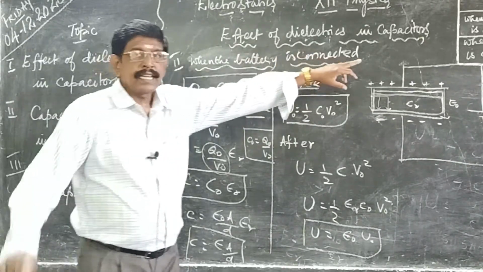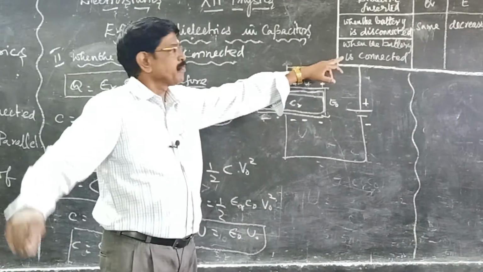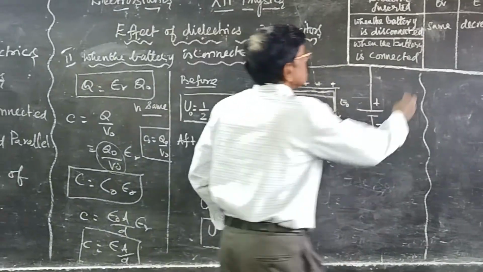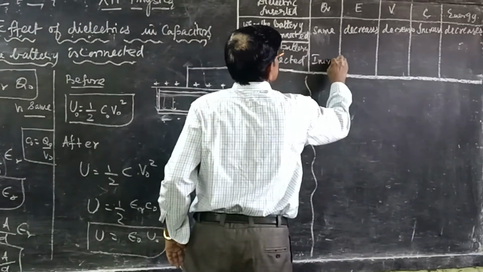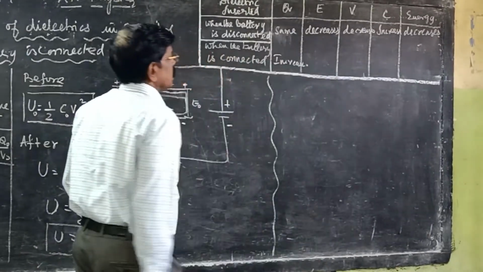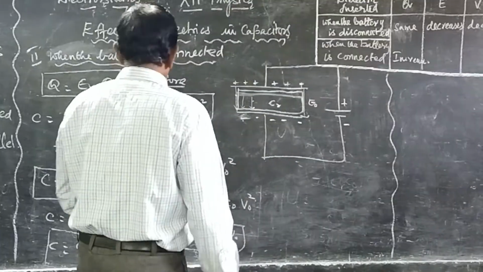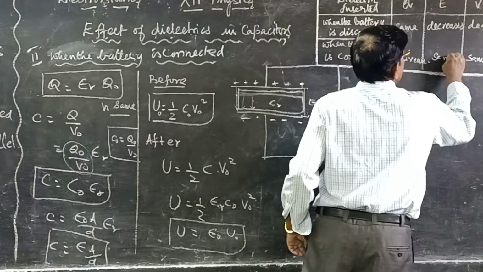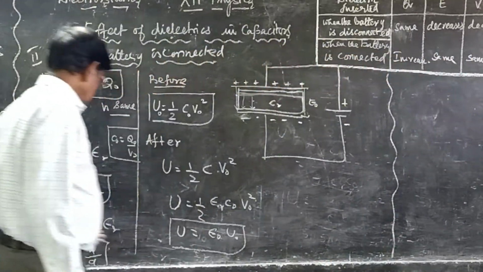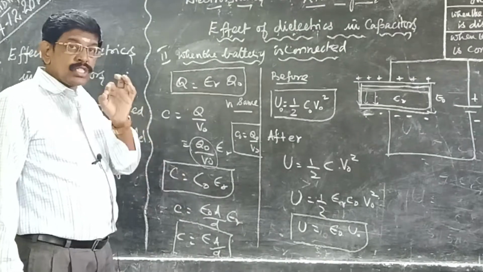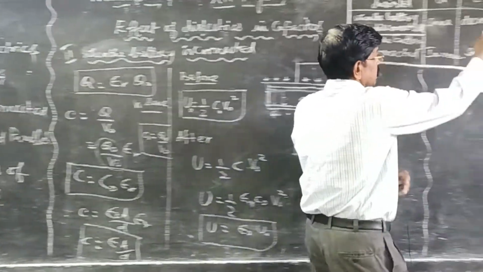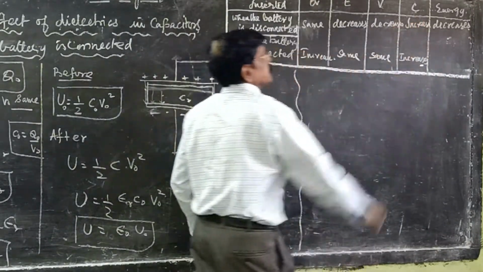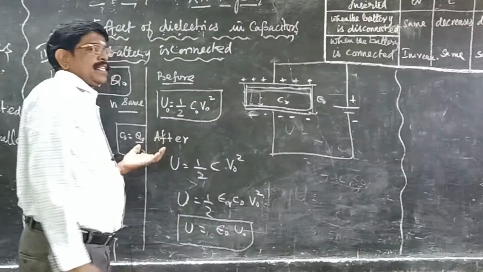When the battery is connected, the charge increases. Then what about V? V is the same. That means the electric field is also the same. Now what is the value of C? The C value is increasing. In the second case also, the C value increases. Okay, then what is next?